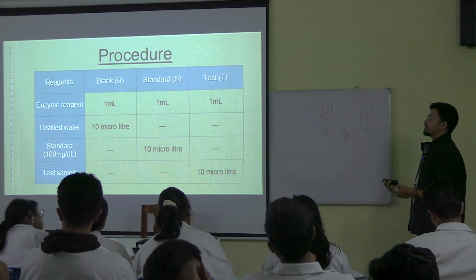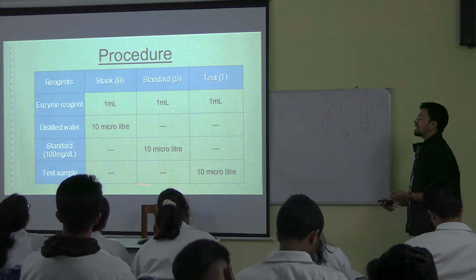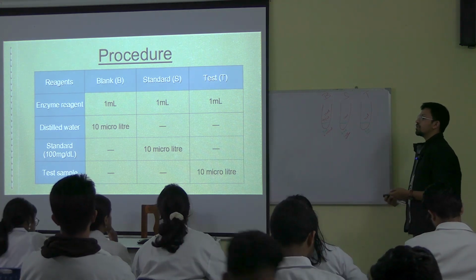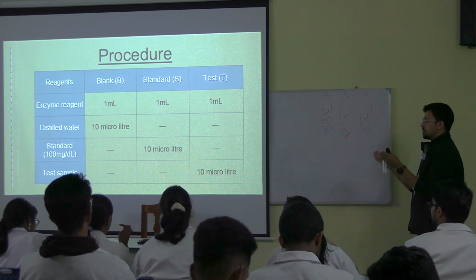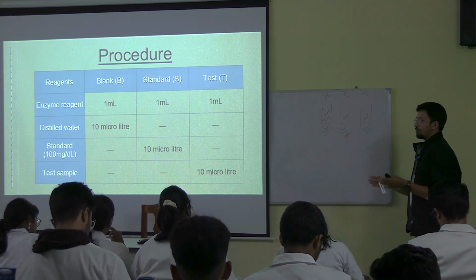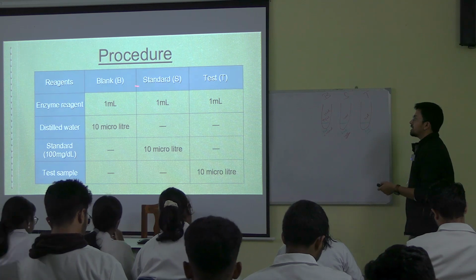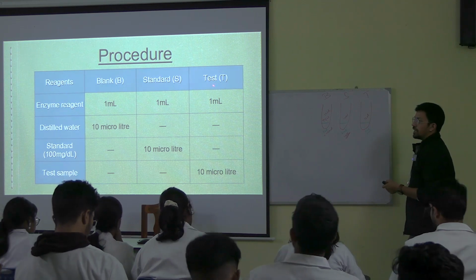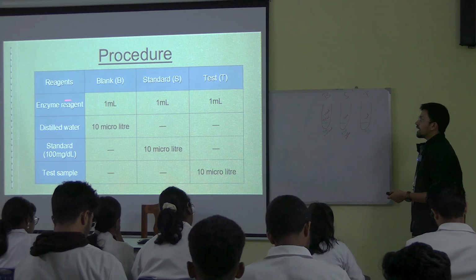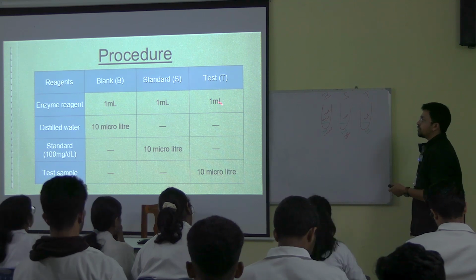Now this is the chart I was mentioning. If you make a chart like this in your copy, this becomes much easier and easy to see, and there is no confusion at all. First of all, you take 3 test tubes, blank, standard and test, mark them up, then enzyme reagent. How much are you adding? 1 ml to each of them.